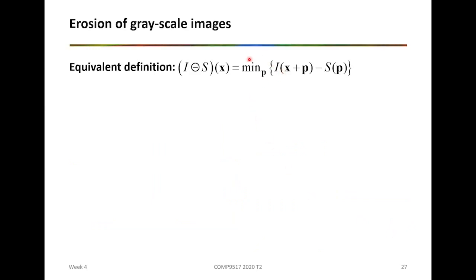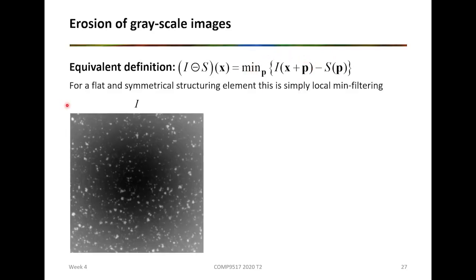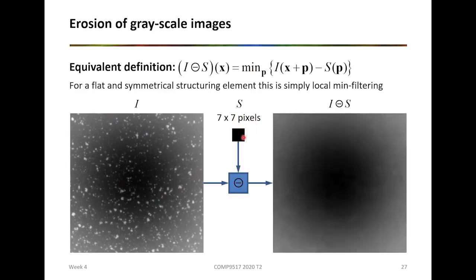It takes the minimum over a neighborhood of pixels of the image minus the structuring element. But again, since this is a flat structuring element, it's always 0. And we're literally looking at the minimum of the image pixels. The effect is that if this is the input image, and I would again look at a structuring element of 7 by 7 pixels, a flat structuring element, the erosion would give me this result, where now all the bright spots have been removed because we take a local minimum everywhere.